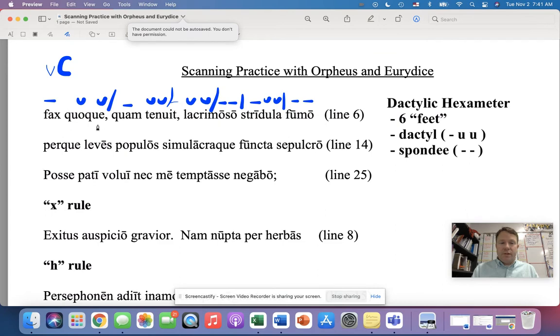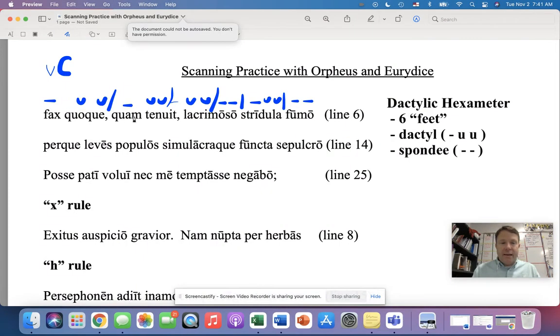So notice, let's go to this I here. Notice this I comes in front of just an M, not two consonants, but just an M. So it's short.